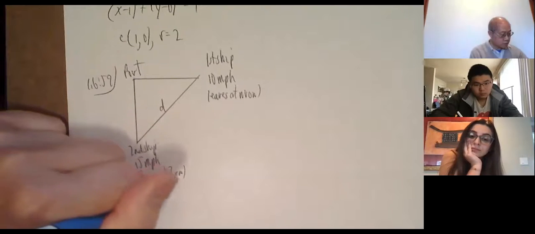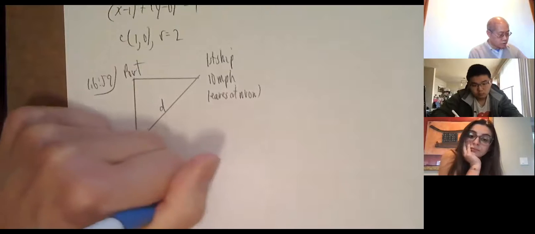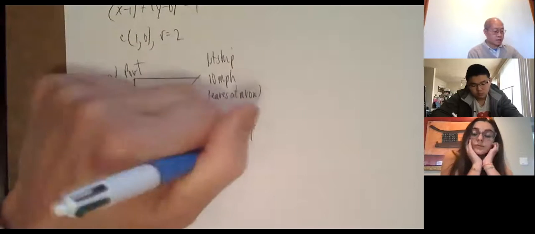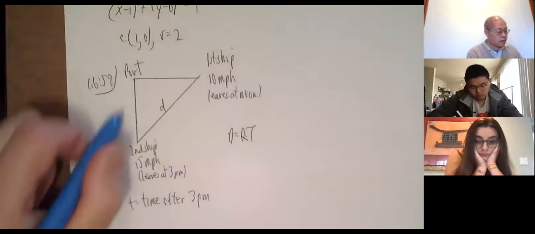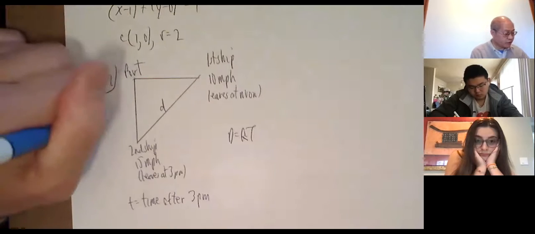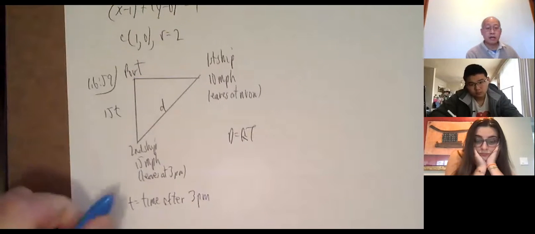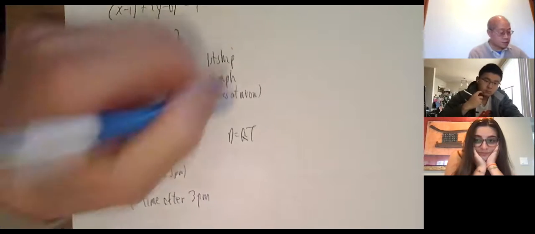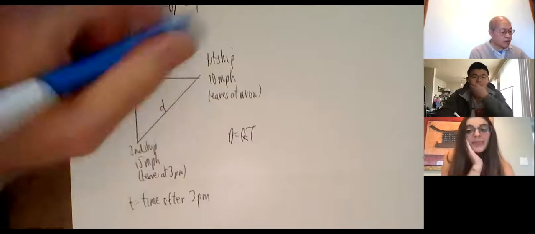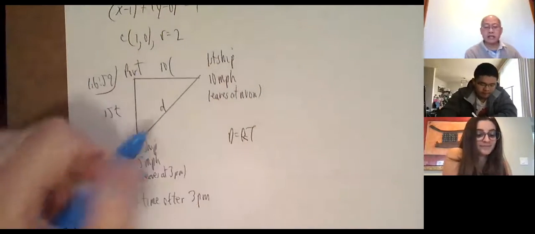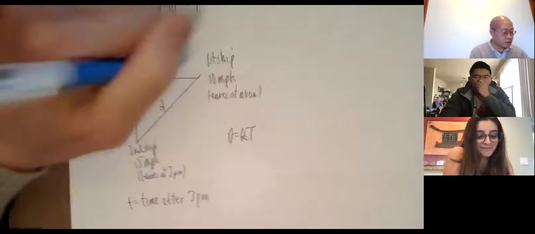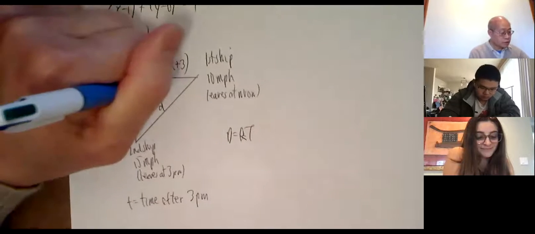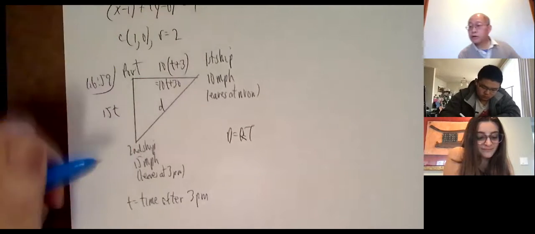So t is time after 3 p.m. Okay, so I'm using distance equals rate times time. So time after 3 p.m., this distance is 15t. The rate is 15 miles per hour, and time after 3 is just t. This one, rate times time, 10, but it had a 3-hour head start. So this one's not t, it's t plus 3. Like that. Which you're going to write as 10t plus 30.